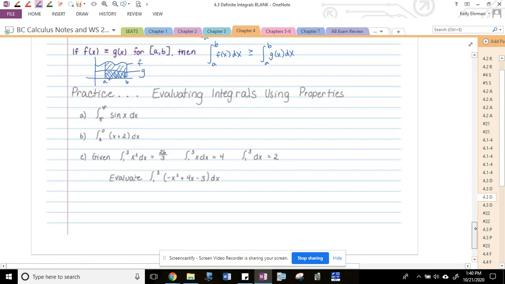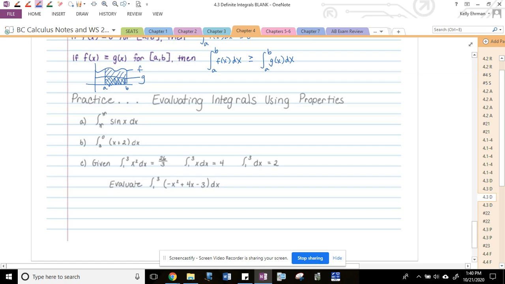All right, practicing just a couple, evaluating integrals using some of these properties. So the integral from pi to pi of sine x dx, you shouldn't have to plug anything in. You don't have a range of values. You're looking at the same value. Pi to pi should be equal to 0.